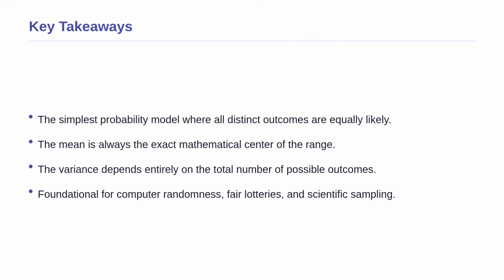We have covered a lot of ground today, so let us review our key takeaways. First, the discrete uniform distribution is the simplest probability model, where a finite number of distinct outcomes all share the exact same chance of occurring. Second, the mean is always the exact mathematical center of your range, while the variance depends entirely on the total number of possible outcomes. Finally, this distribution is the foundational math behind fair lotteries, shuffling cards, and computer randomness. You now have a complete understanding of this essential statistical concept.